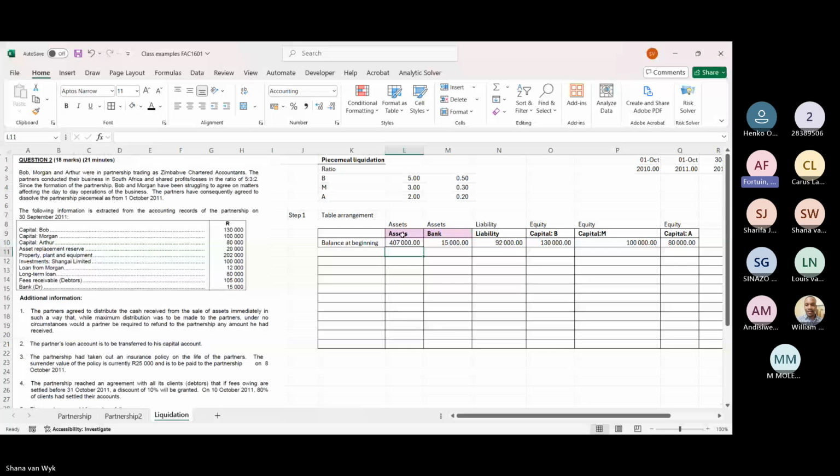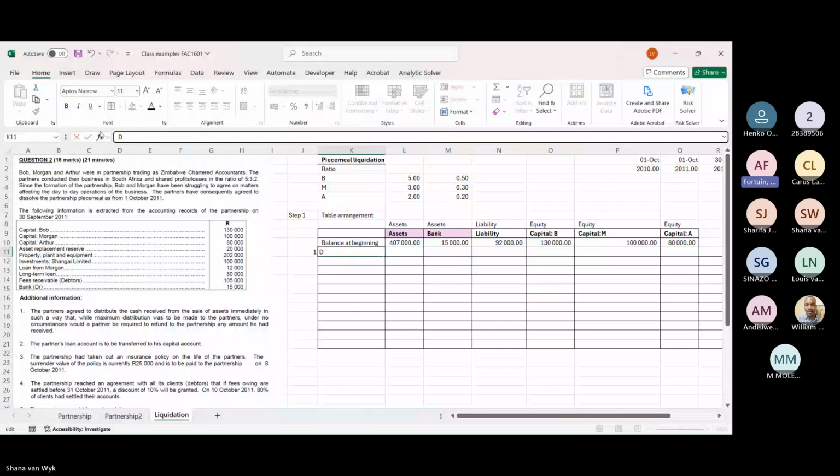Remember, Shana, your reserve, you're going to write it off across those three. So leave the reserve for now. Okay. So now we've got our asset, we've got our bank, we've got our liability, right? We've now calculated that. We've got our capital of B, Bob, and who's the other one? Morgan, Marley, and A. Right. Next, apportion the reserve.